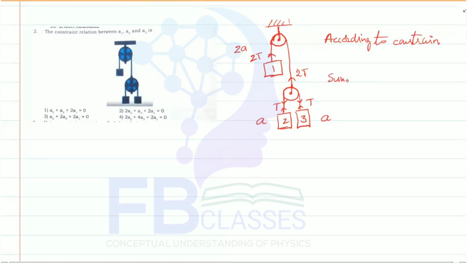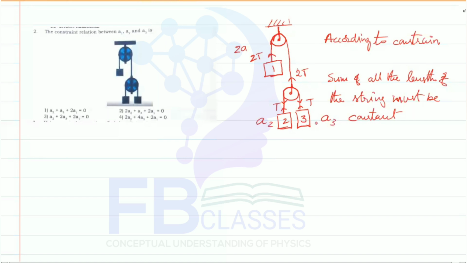Okay, so the sum of all the lengths of the string must be 0, right? The accelerations actually. So when we differentiate the length it becomes velocities, and if you differentiate again, then velocity becomes accelerations, right? So this is A2, this is the third block, so it is A3, so the upper one is A1.